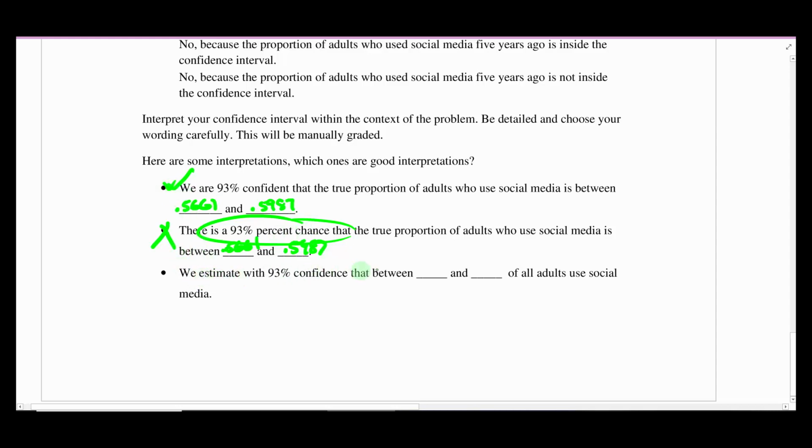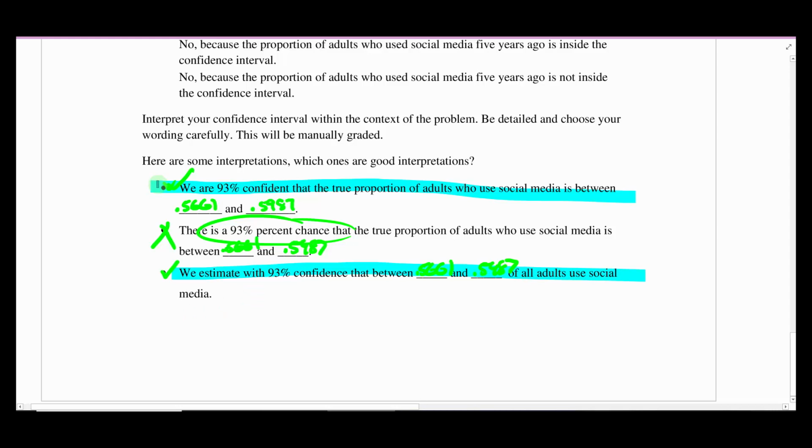Let's see this third one. This was another one that I saw. We estimate with 93% confidence that between 0.5661 and 0.5987 of all adults use social media. This is a good one. I like this one. We're estimating with 93% confidence that between 56 and 59% of all adults use social media. That's a good interpretation of the confidence interval. So this first one and this one are good interpretations, and you can use either one as a template to help you write your interpretations in the future.